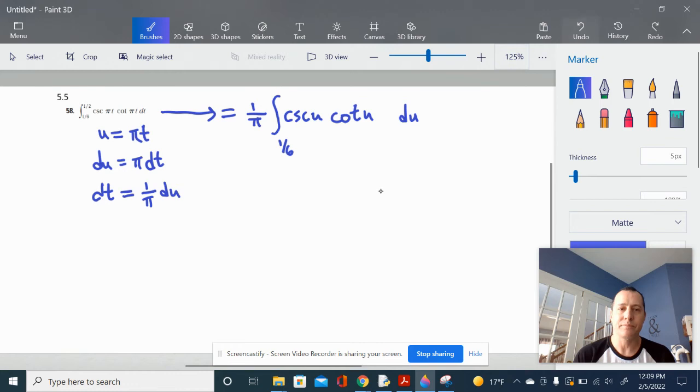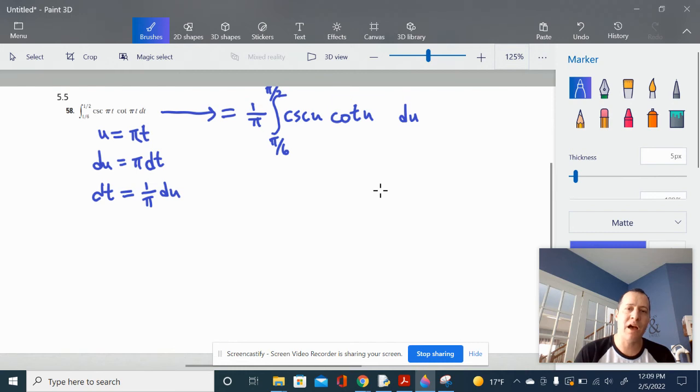Alternatively, you can actually change these values to u values. And the way you do that is you just say, okay, 1/6 is a value for t. If I plug that in, I get 1/6 pi for u, right? I'm just plugging that 1/6 in for the t and seeing what it gives me for u. So if I do that, that goes from pi over 6 to, and then same thing, half. That's going to be pi over 2 up here.